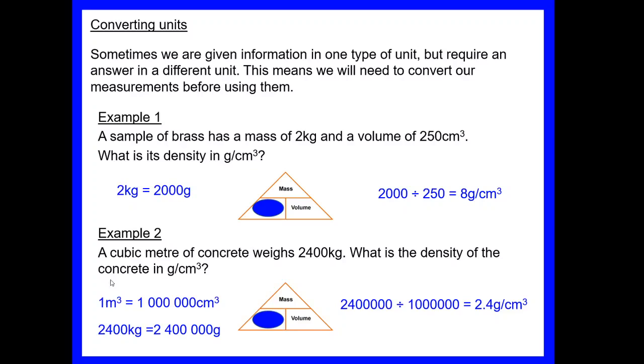So if we divide those, we get 2.4 grams per centimetre cubed. So with these questions, you may just need to change one of the units. You may need to change both of the units. So check what units you were given in the question and what units they would like your answer in, and change them before you do any multiplying or dividing.